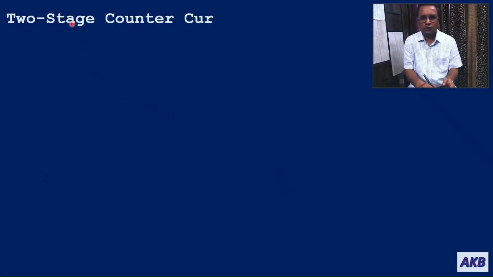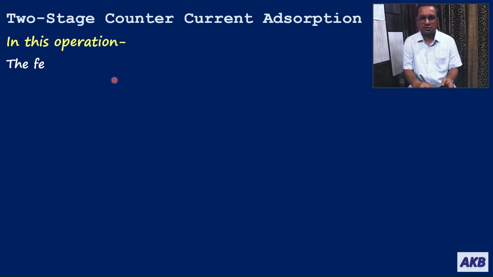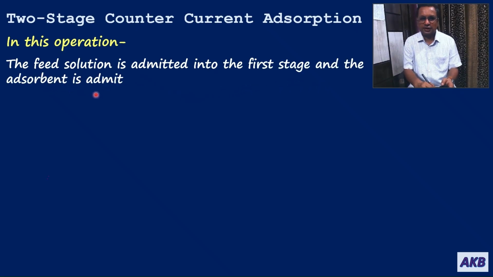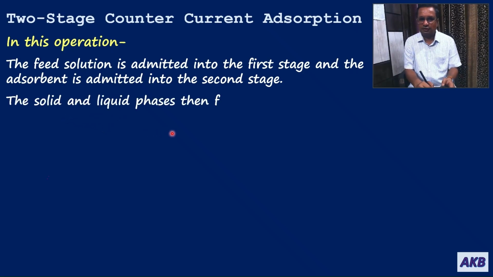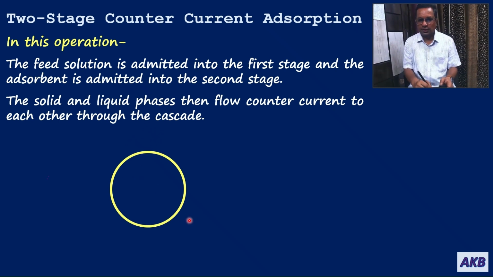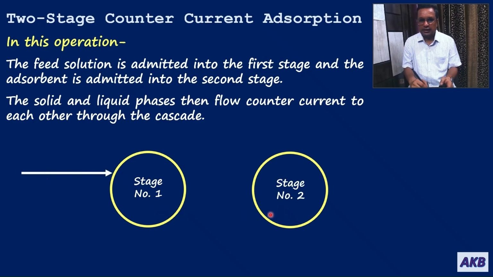Now let us talk about the two-stage countercurrent adsorption. In this operation, you have the feed solution admitted into the first stage, whereas the adsorbent phase is admitted into the second stage. The solid and liquid phases then flow countercurrent to each other through the cascade. So you can represent it schematically. You have stage number 1, stage number 2, and feed is admitted into the first stage. I will shortly tell you these notations. I have discussed these notations in my earlier video lectures.